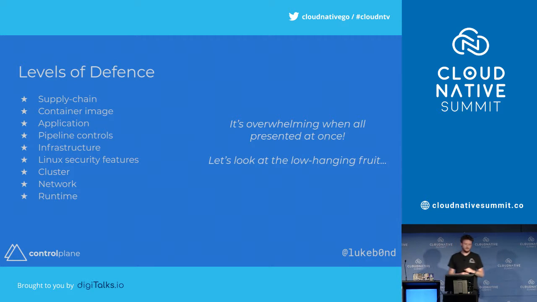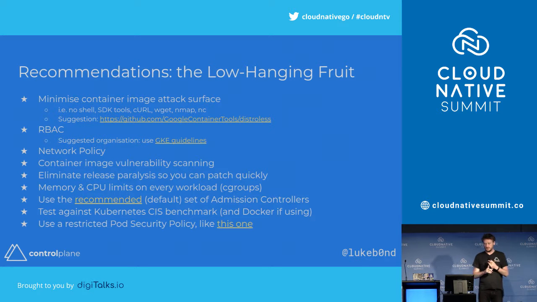Okay, so with all this, where do we start? It's complicated and daunting. So here's what I think is the low-hanging fruit of Kubernetes security. Firstly, minimize your container image attack surface. This list of tools here, if an attacker finds any of those when they get a shell, they're going to be delighted. They can download their tools, they can build tools, they can do whatever they like. Use a minimal base image. I'm not suggesting you have to use distroless, but if you want one recommendation, it's a good one. If you can build images from scratch, do that.